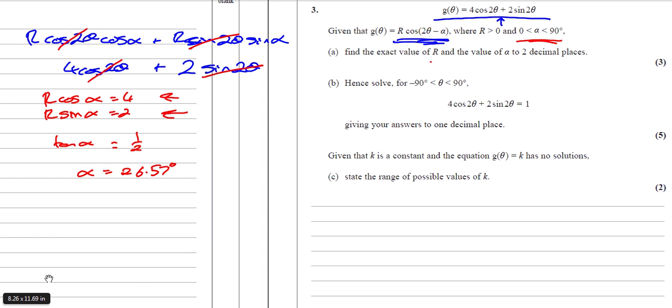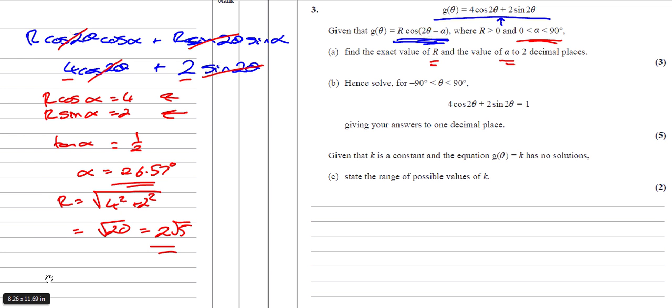And then we've got to figure out what r is, except this time r is going to be Pythagoras using 4 and 2. So r equals the square root of 4 squared plus 2 squared, which equals the square root of 20, which you might want to write down as 2 root 5. And that's it. You're not asked to put it in that form. You're just asked to find out what r and alpha are. So we've got 26.57 and 2 root 5.